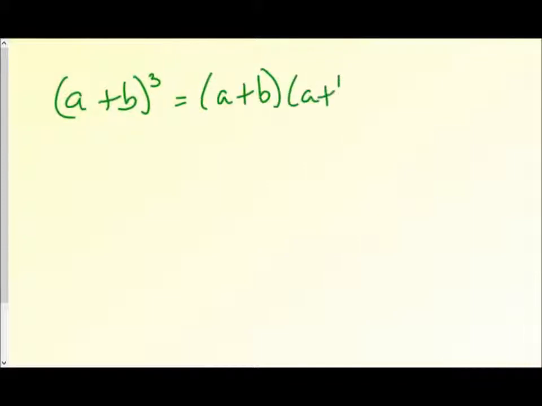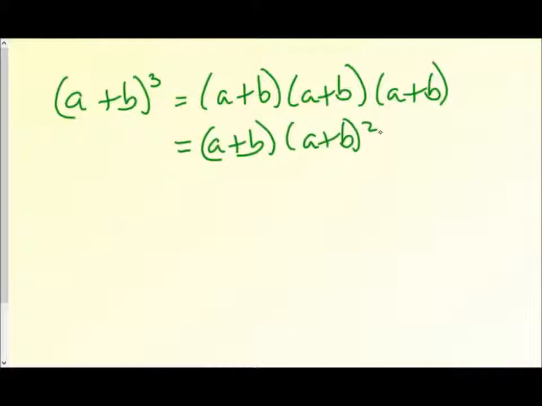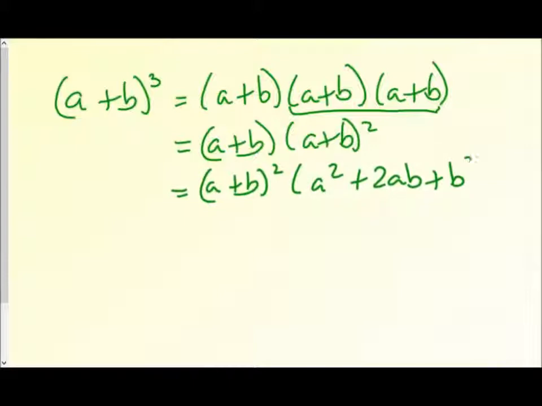Right, what we're going to do now is look at a higher power, so a plus b all cubed, well that's a plus b times a plus b times a plus b, which would be the same as a plus b times a plus b squared. Now the reason I've written it like that is we've already worked out a plus b squared, that was a squared plus 2ab plus b squared.